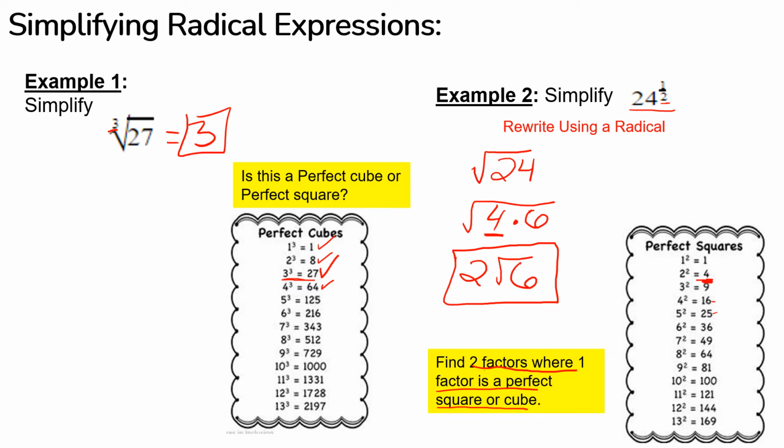All right, so just to recap, find two factors of the number, and one is the perfect square. You need to choose the largest perfect square. Take the square root of the perfect square. So in this case, it is 4. The square root of 4 is 2. And I leave my imperfect square under the radical. So that 6 stays underneath the radical. And I read this as 2 times the square root of 6.